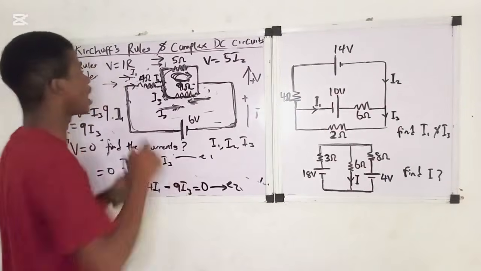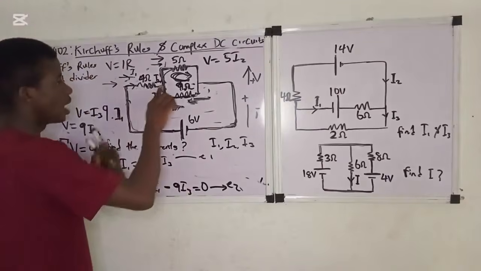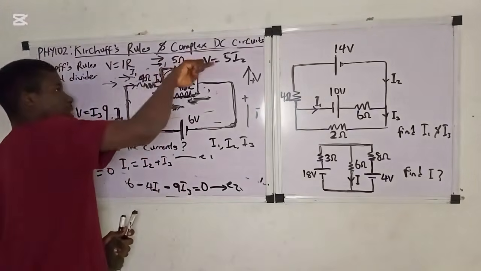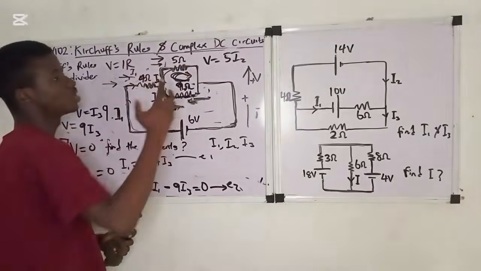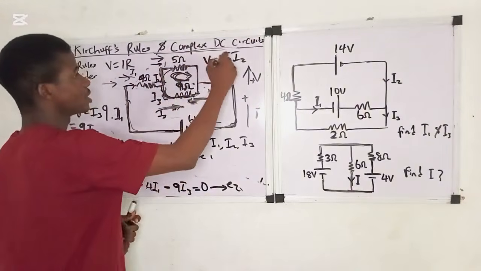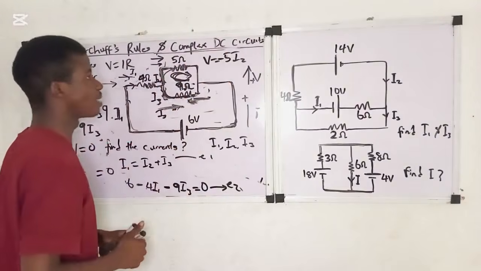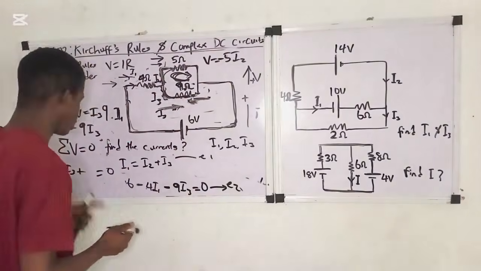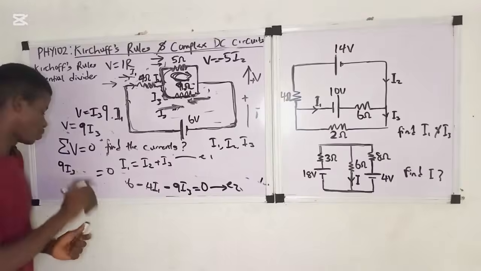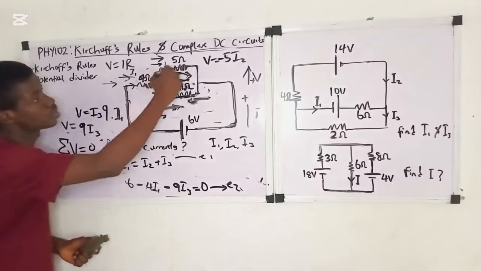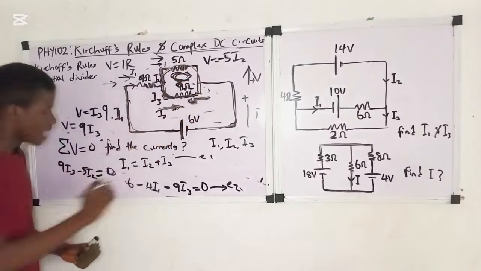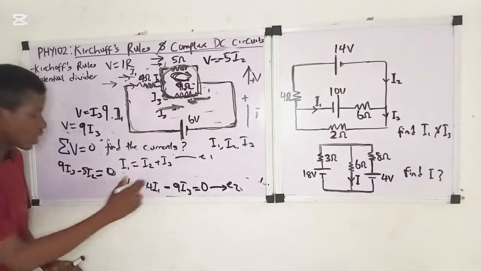The voltage is negative because, look at it, I2 is going in this direction and we are also going in this direction. So we are moving in the same direction, right? Across this resistor, there is a voltage drop since they are moving in the same direction. So the voltage will be minus 5I2. So we move like this, we end here, right? So it's equal to 0.